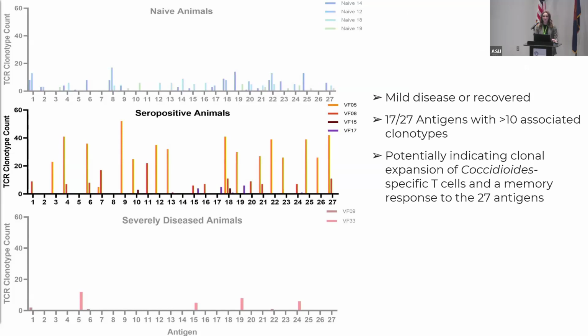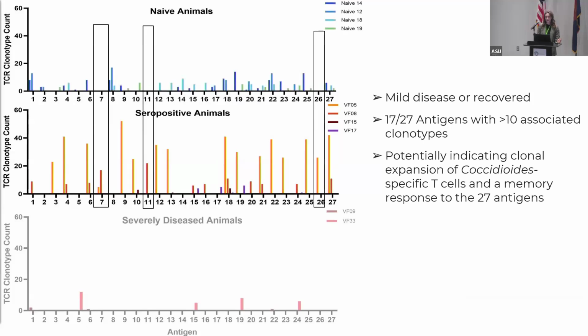In our seropositive animals, these are animals that at some point have tested positive for Cocci. However, they had milder disease or have completely recovered from the disease. We see a much higher number of T-cell receptor clonotypes associated with these antigens. And to us, this is indicating potential clonal expansion in response to that pathogen, and then a memory response when we're stimulating with these 27 antigens. And importantly, we're seeing a couple of these antigens only in the seropositive animals and not in our completely naive group.